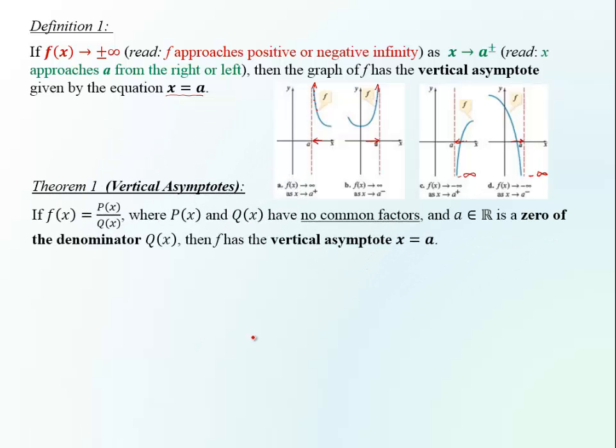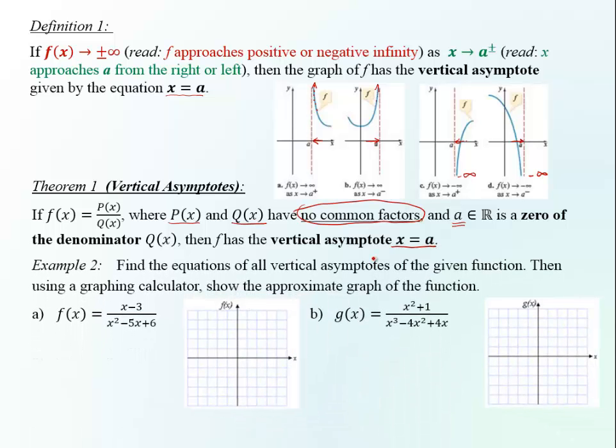Now, how to find a vertical asymptote when you have a rational function? Notice that vertical asymptotes will occur at those points that are not in the domain. So if we have a rational function p over q, and p and q have no common factors, that's quite important, all common factors are reduced, and if we have a number a that is a zero of the denominator, then the function f has a vertical asymptote x equals a.